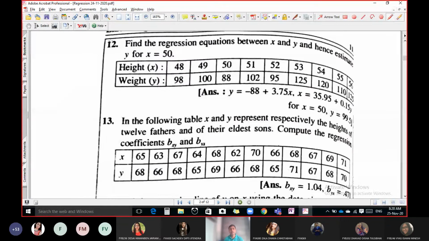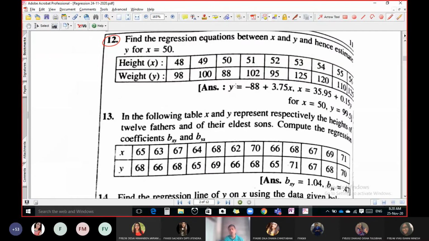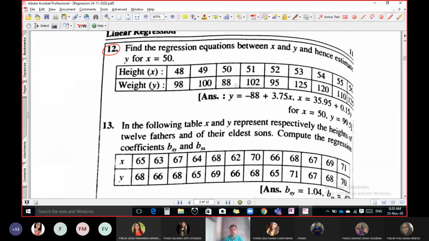Now, question 12: find the regression equations between x and y and hence estimate y for x equal to 50. It is the same as question number 11. The only difference is that here the values of x and y are very small, whereas there they are not that small. So let us solve this question, and you will get a better idea about how to convert big numbers into small numbers. Now we have information about x and y. X is height and y is weight, and we have the values of x and y.